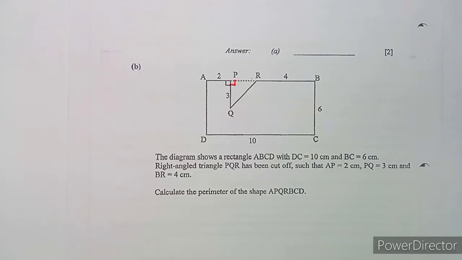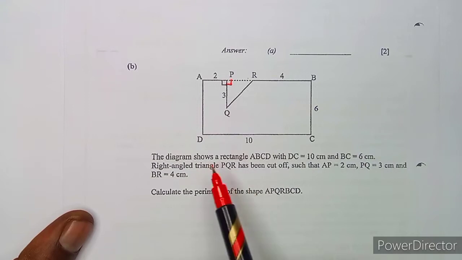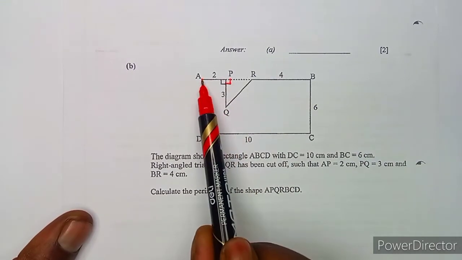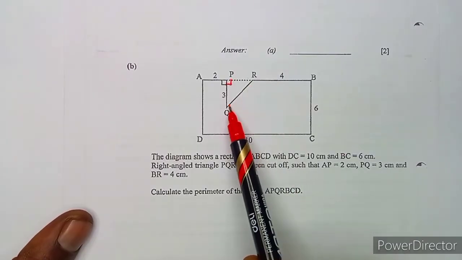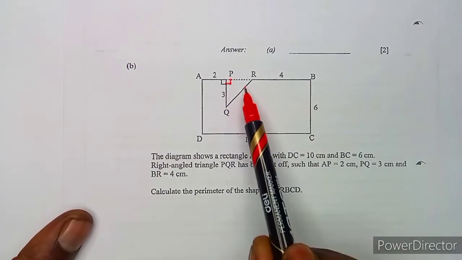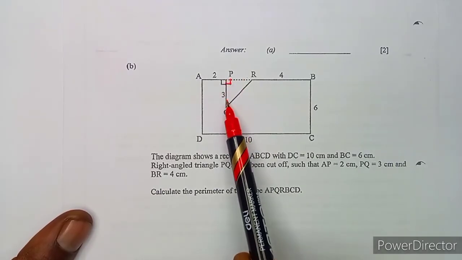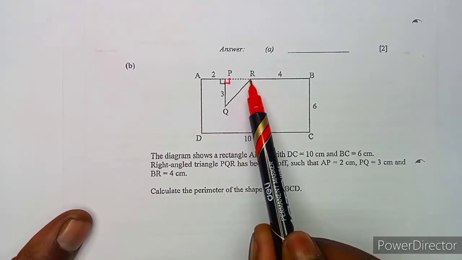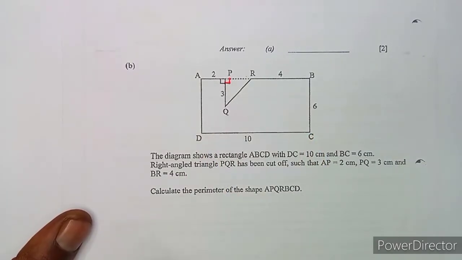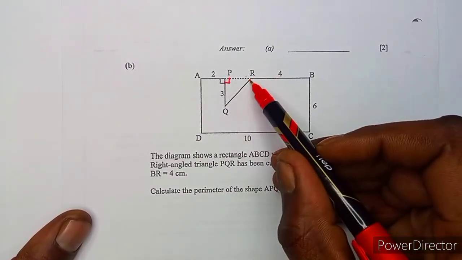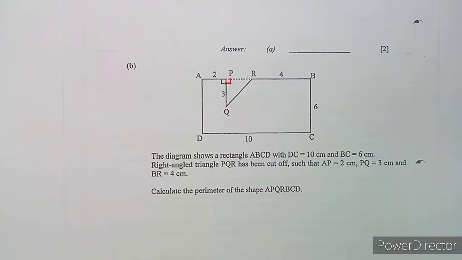I want you to take note of the perimeter that they are talking about. It's the perimeter of A, P, Q, that is A to P to Q, then R, B, from R here to Q to R to B. So which means this part is being left out. You are moving this way from P to Q, from Q to R, then from R to B, from B to C, then C to D. So which means we are supposed to know this distance of QR, this one. So how are we going to know this distance?